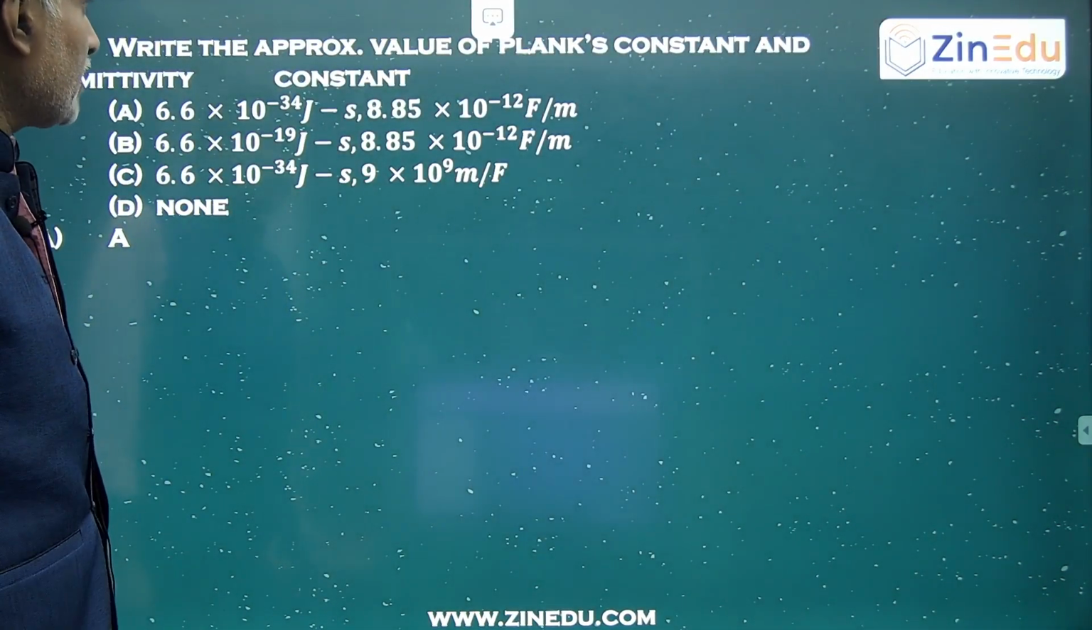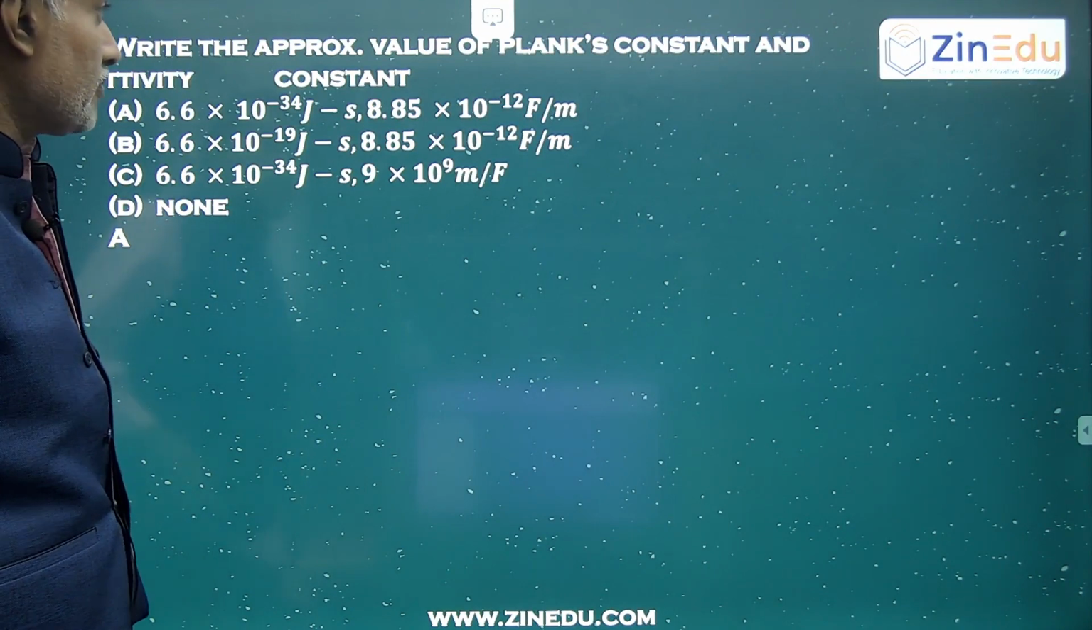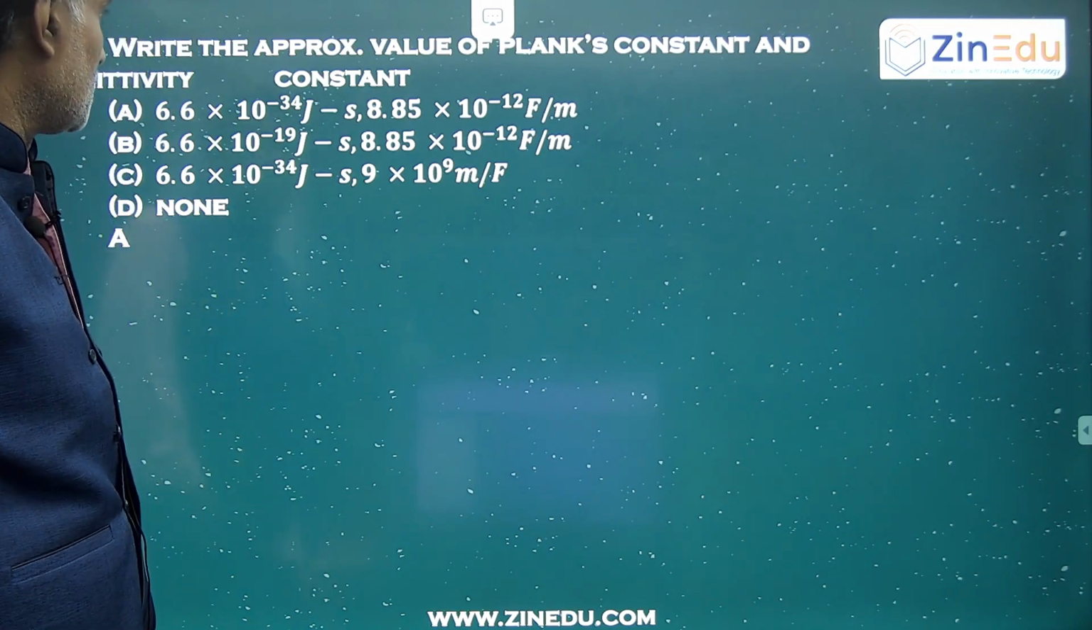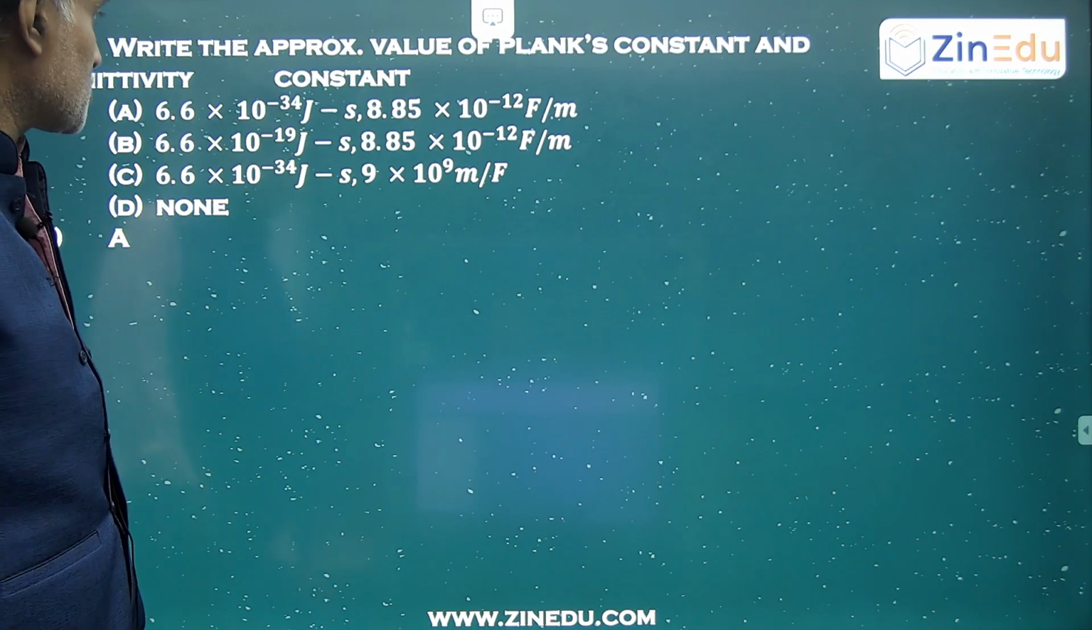Write the approximate value of Planck's constant and permittivity. That you know. Planck's constant is 6.67 into 10 to the power of minus 34. Permittivity is 8.85 into 10 to the power of minus 12 value.